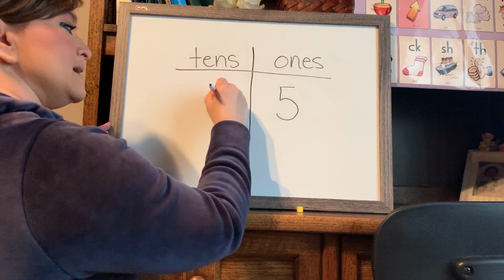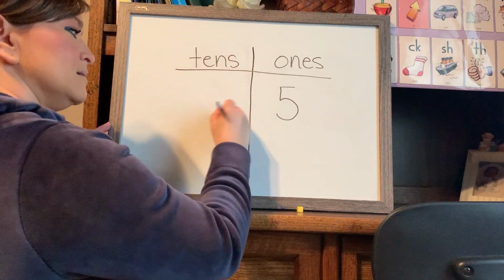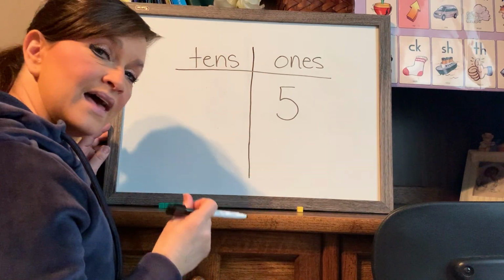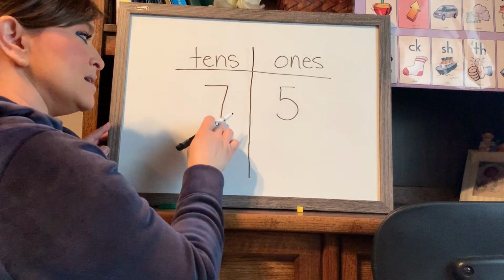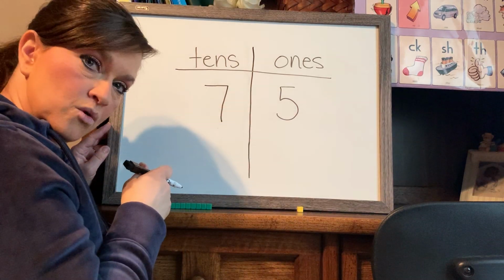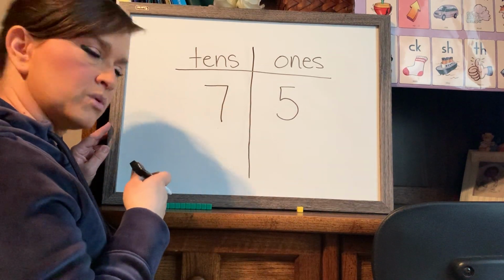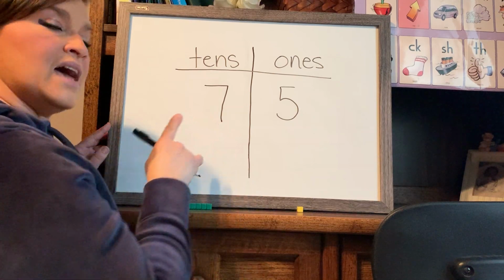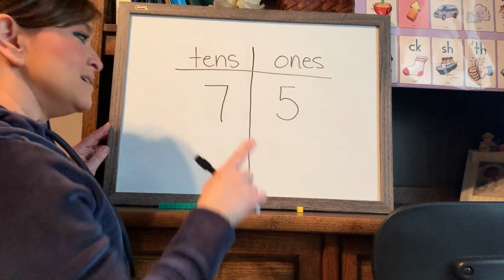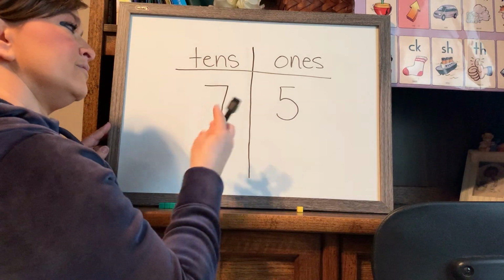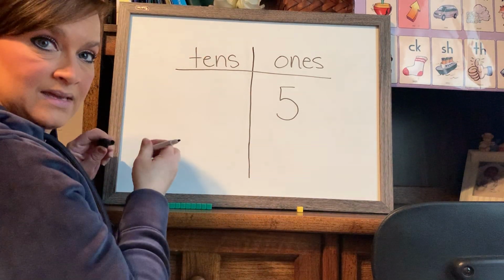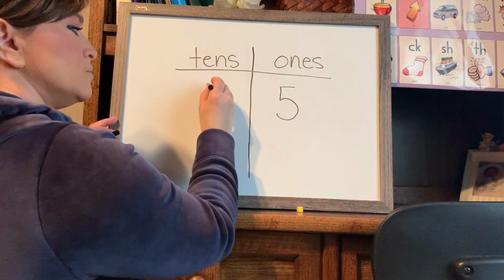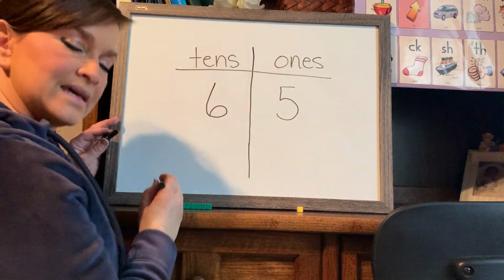Okay, now 10 less works the same way, except remember, less means you do takeaway. So my 8, if I do 10 less, would become 7. Okay, now I'm going backwards because takeaway means you go backwards. So if I do 10 less than 75, my 7, because that's the number in the tens place, my 7 will go down to a 6.